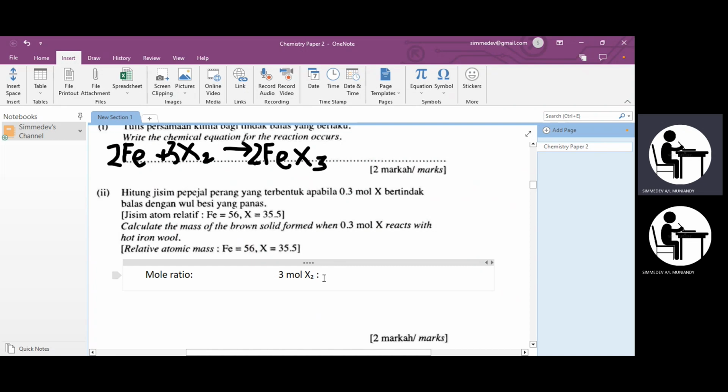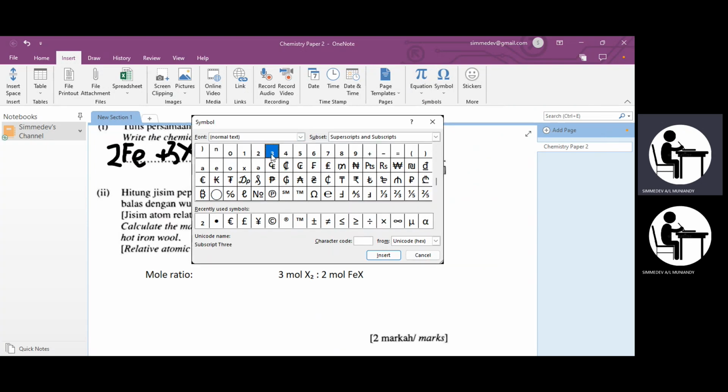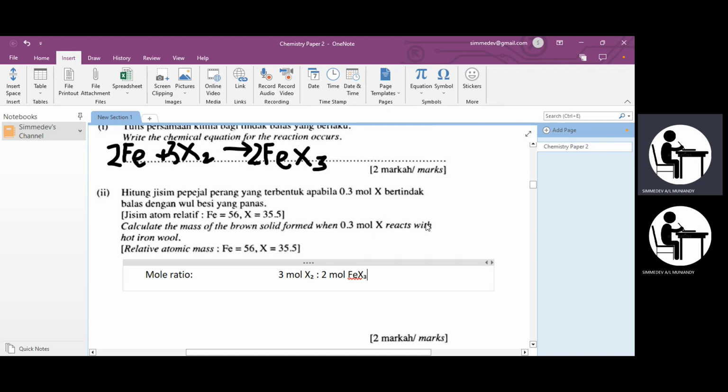3 mole X2 produces, they want the brown solid. The brown solid is FeX3. 2 mole FeX3. That's my 3. Okay, 3. Insert.